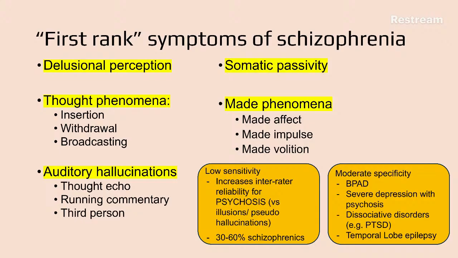The resulting set of 11 symptoms aren't too great, to be very frank with you. They've got low to moderate sensitivity, so 30 to 60% of schizophrenics will have this, and they've got moderate specificity because they're meant for psychosis in general. A lot of other conditions with psychotic features might also have them. So things like BPAD, depression with psychosis, dissociative disorders, etc., right?